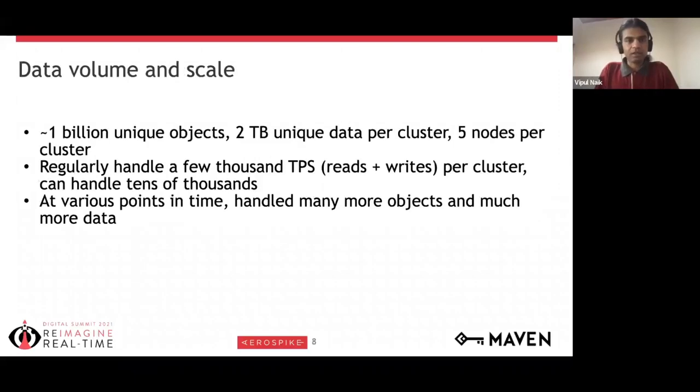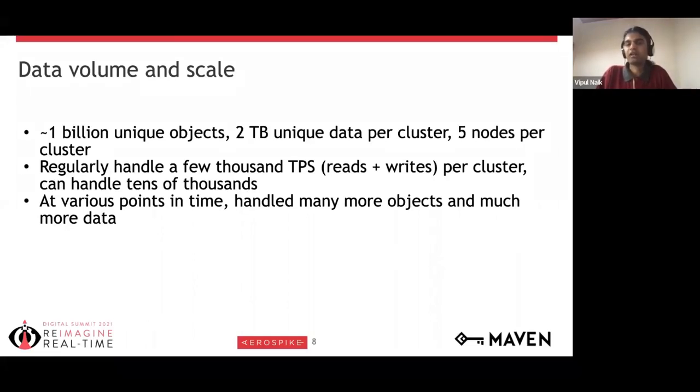Yeah. How much data do we have? So we have around 1 billion unique objects. So we have basically around 4 billion in total, because it's 1 billion with a replication factor of 2 and then 2 clusters, but unique objects are 1 billion. We have about 2 TB of unique data per cluster, 5 nodes per cluster.